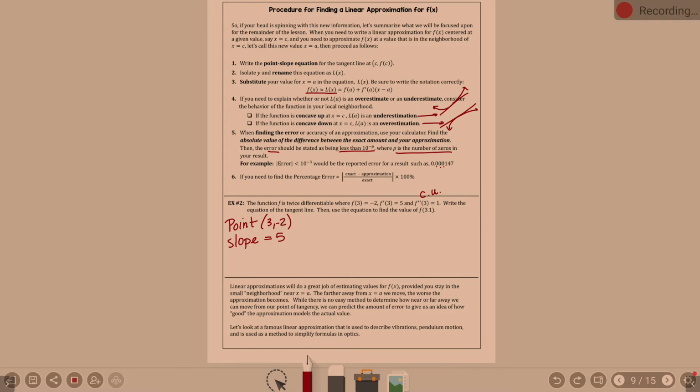Okay. We were asked to write the equation of the tangent line. When I do my notation, I'm going to say f of x, the actual function, is approximately equal to my linear approximation, which is my tangent line. So linear approximation, tangent line, one and the same. What is this going to be? Slope of 5 times x minus the x value, so x minus 3, plus negative 2, which would be minus 2. That right there is your equation of the tangent line.